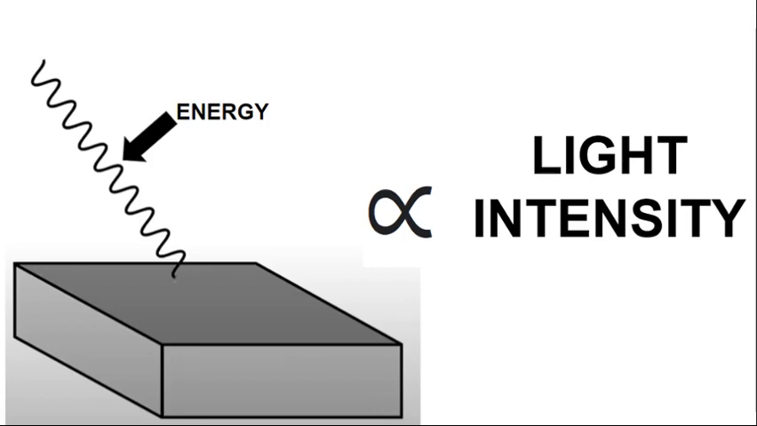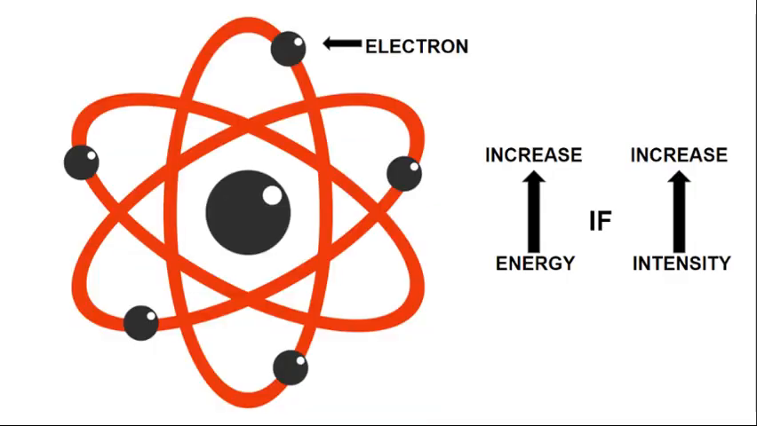But experiments showed that no matter how great the intensity, when the frequency is below the threshold, electrons won't be ejected. Another reason was that the classical theory of light predicts that the electron's kinetic energy will increase if the light intensity increases. This was not the case, as the kinetic energy of an electron is independent of the light intensity.